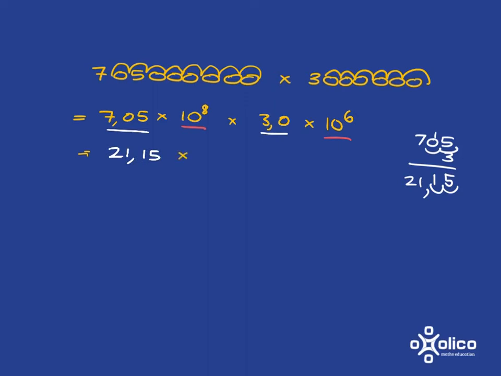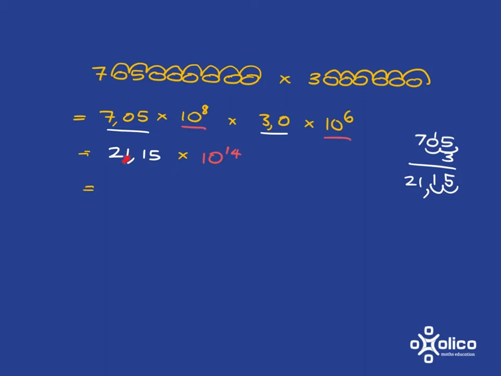And then multiplying 10 to the 8 by 10 to the 6, well, we know how to do that. It's 10 to the power of 8 plus 6, and that's going to be 10 to the power of 14. Now it'd be nice, instead of just having it like this, to have it in proper scientific notation. This isn't scientific notation here because it's 21,15.